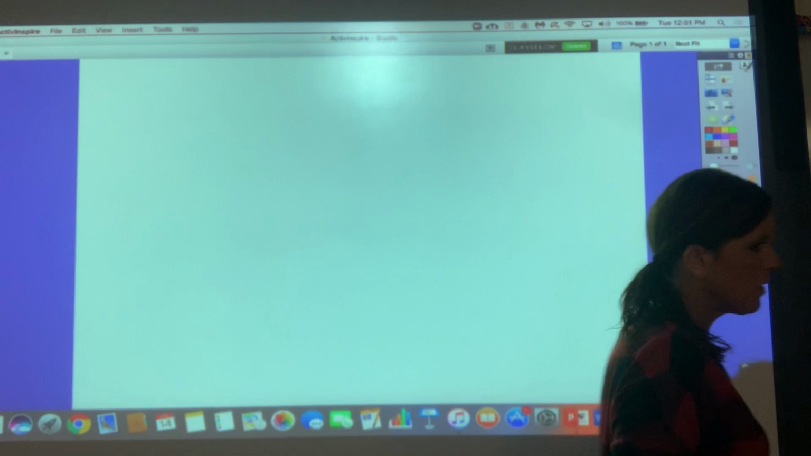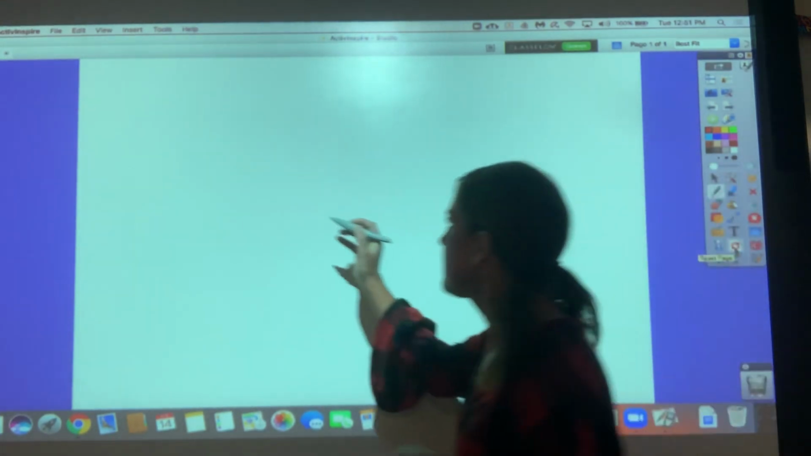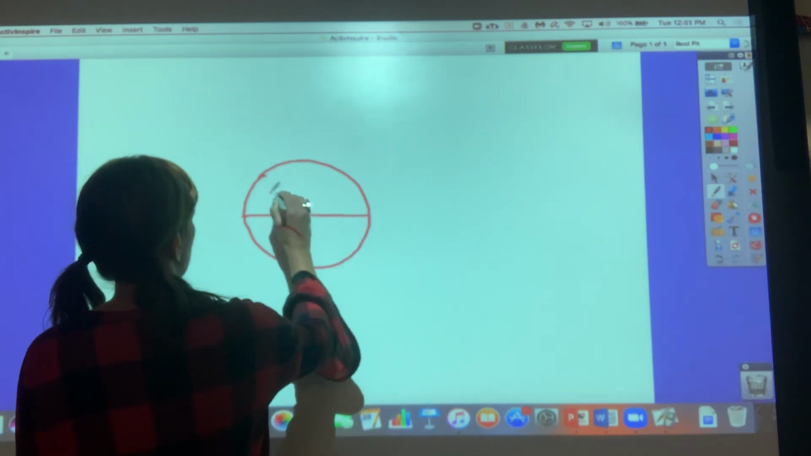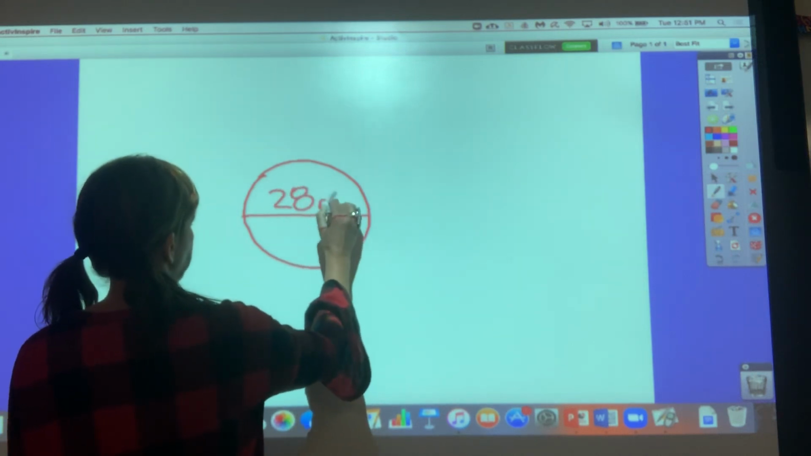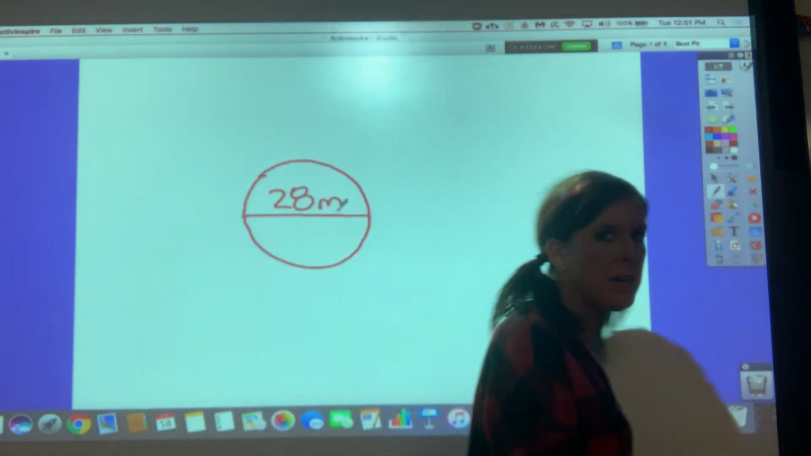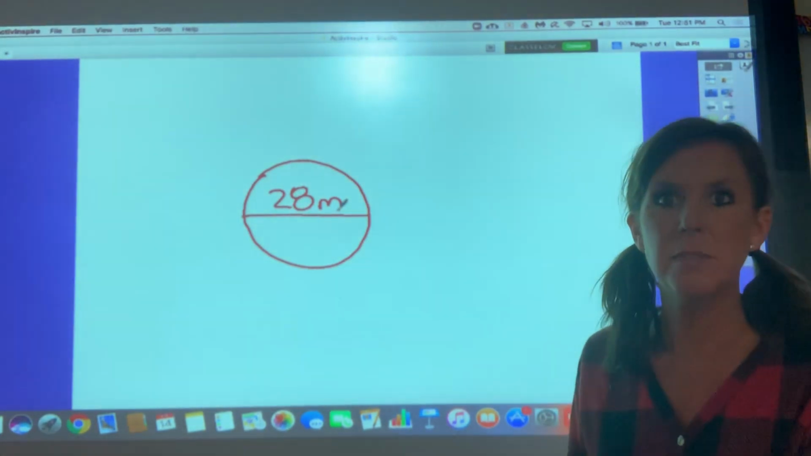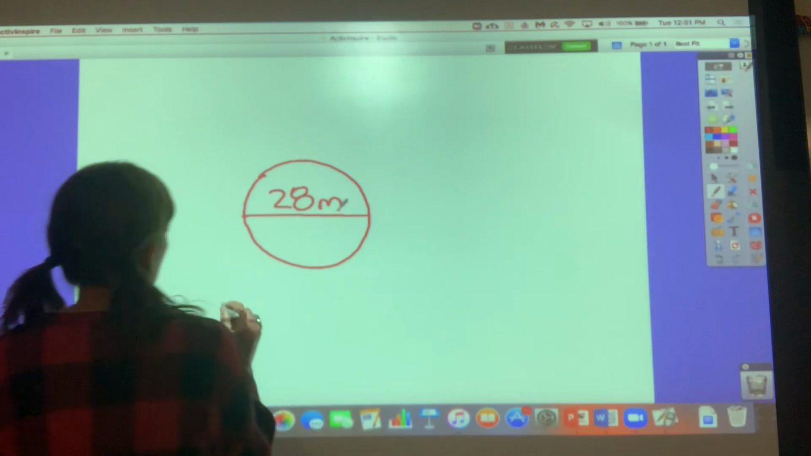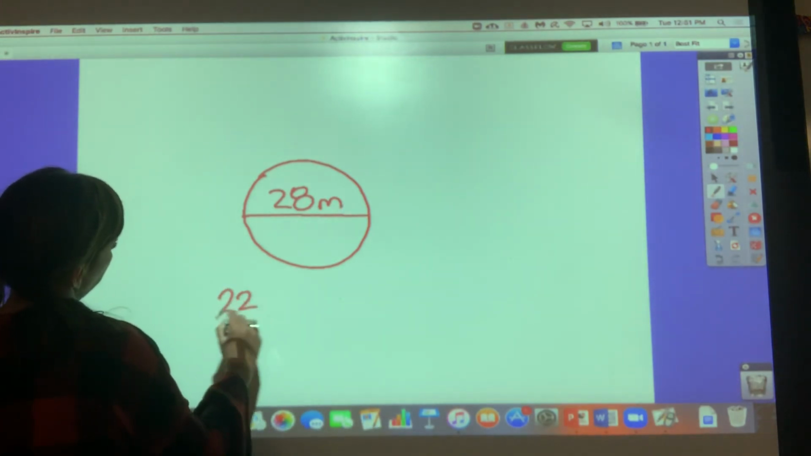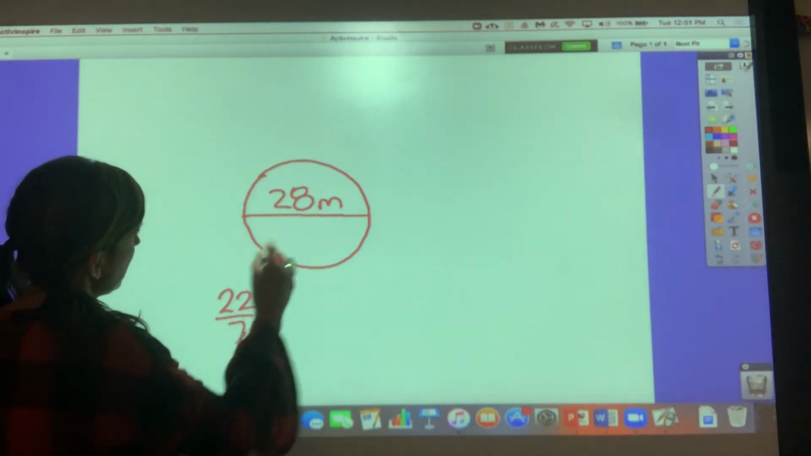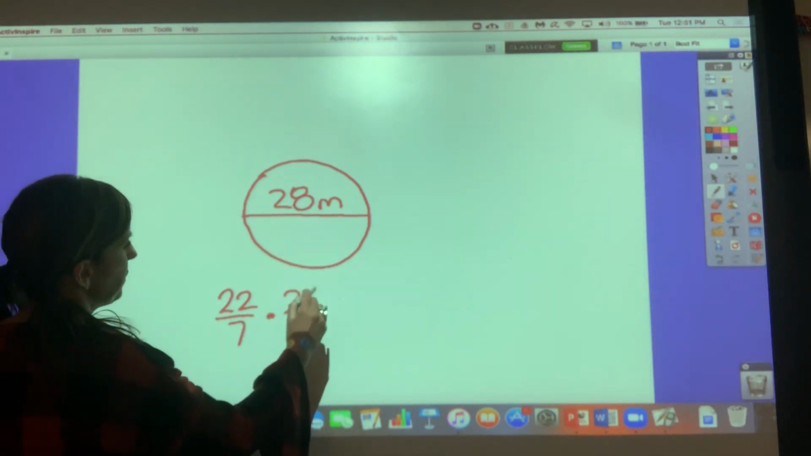So first of all, let's look at a circle. Here we have a circle. Its diameter is 28 meters, and we want to know the circumference. Remember, circumference is pi times diameter. In this problem, I'm going to use 22 over 7 for pi. So I have 22 over 7 times the diameter, which is 28.